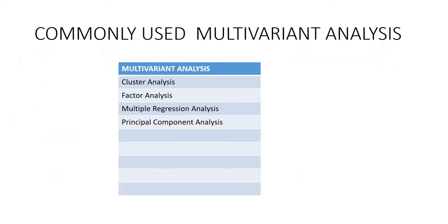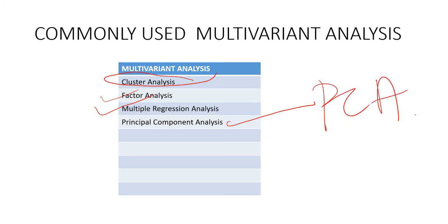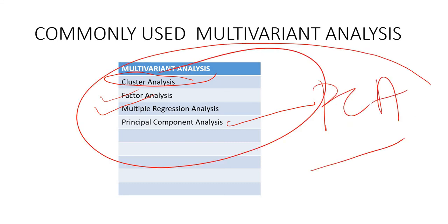Commonly used multivariant analysis techniques are cluster analysis. We can't go with other approaches, whatever methods we discussed for bivariant. So here we have to use cluster analysis, factor analysis, multiple regression analysis, and another one is PCA, principal component analysis. These are the commonly used multivariant analysis methods. So that's about multivariant analysis.